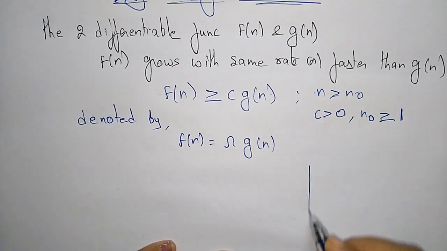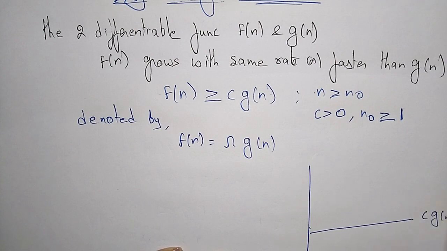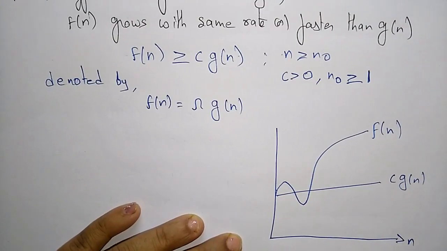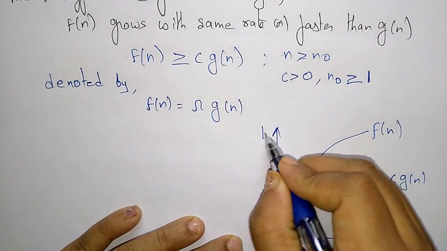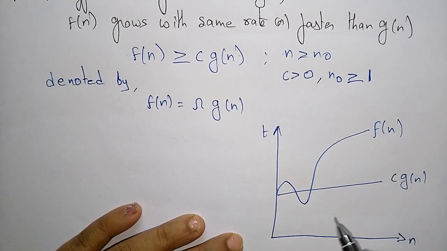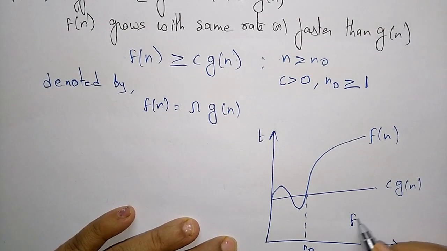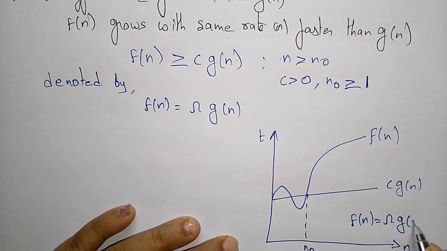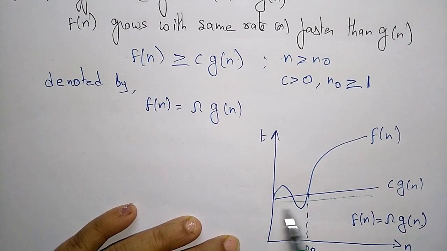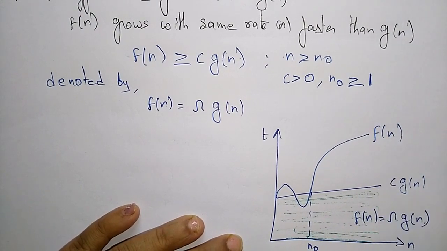Okay. So let me take the graphical notation. Here this is c g of n, and whatever the input function we are taking, this is f of n. This is the size of the input and this is the time taken to complete that particular function. At this point n naught is equal to n1. So this is a representation of f of n is equal to omega of g of n. So this is completely lower bounded.